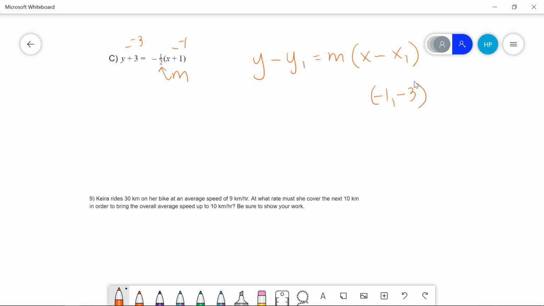Now, if you didn't see that, you might have said, oh, I'm just going to convert this equation over to slope-intercept form, and that's fine. So I can just distribute that 1/2 and then solve for the y. So in slope-intercept form, we get y equals -1/2 x minus 3.5.